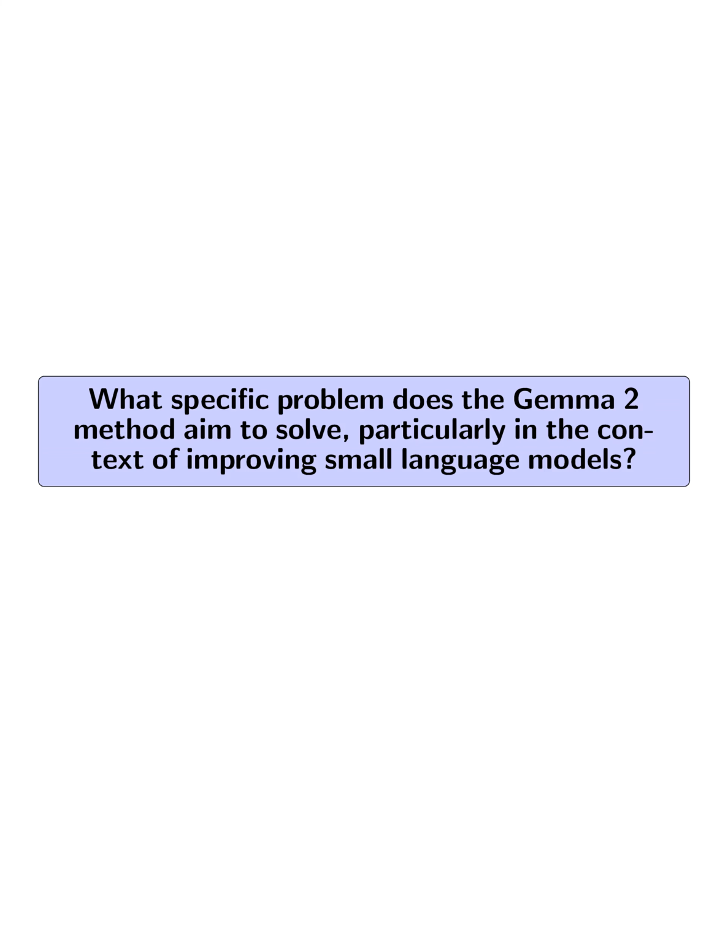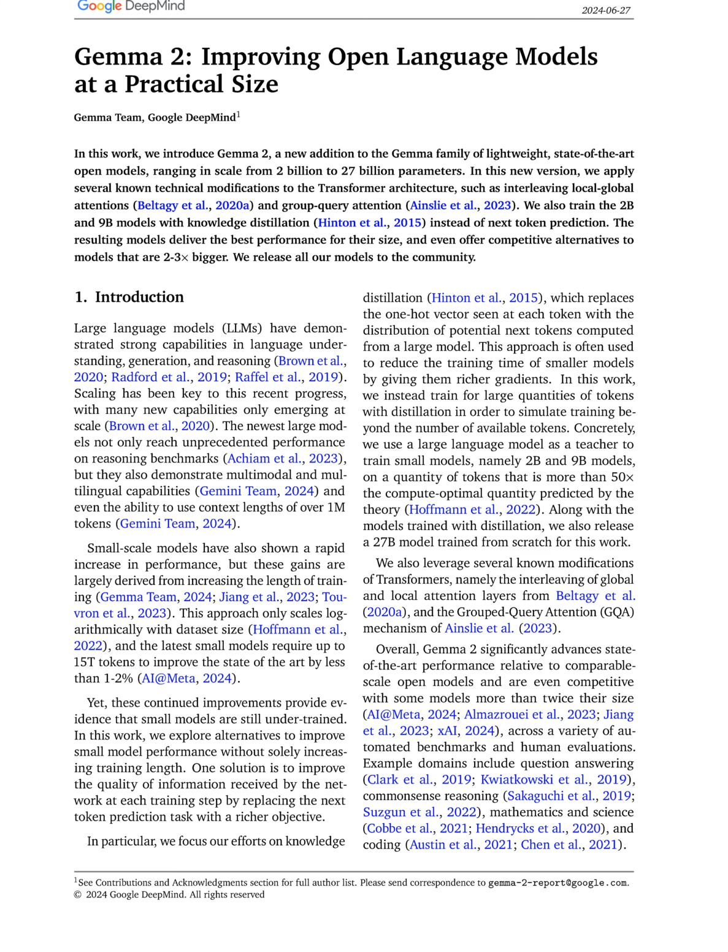What specific problem does the Gemma 2 method aim to solve, particularly in the context of improving small language models? The Gemma 2 method specifically aims to address the limitations of small language models, which have shown only marginal performance improvements despite extensive training on large datasets.